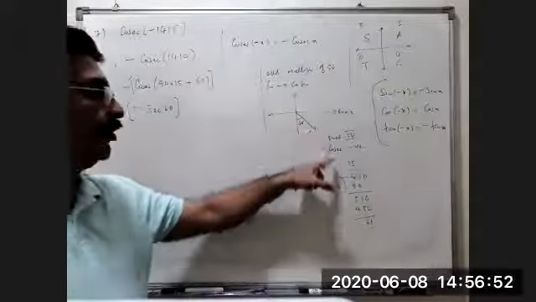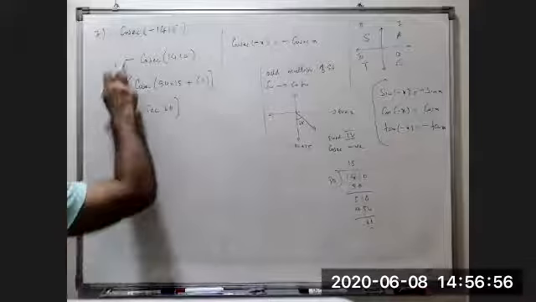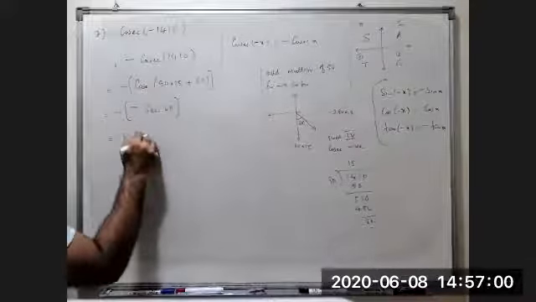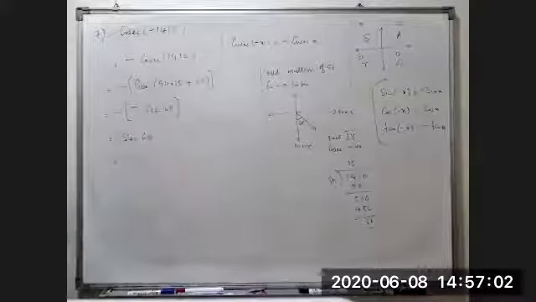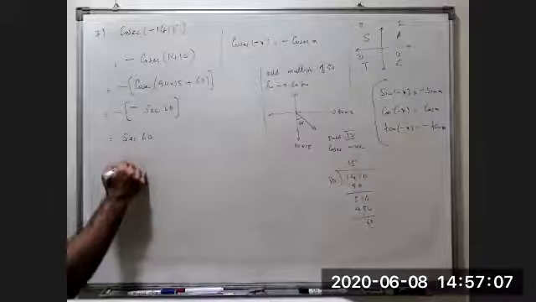In quadrant 4, cosine is negative. So we have minus of, this minus is already there in the beginning. So this will be 660. Value of sec 660: cos 60 is 1 by 2, so sec is 2. So 2 is the answer.